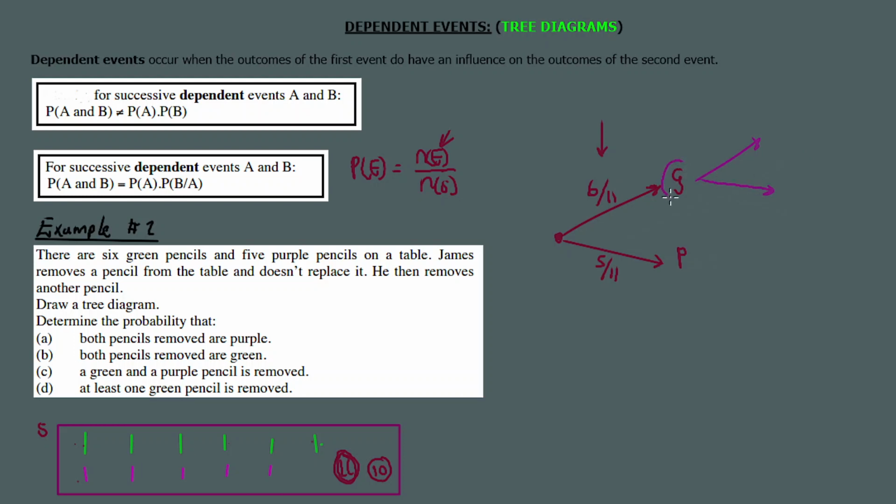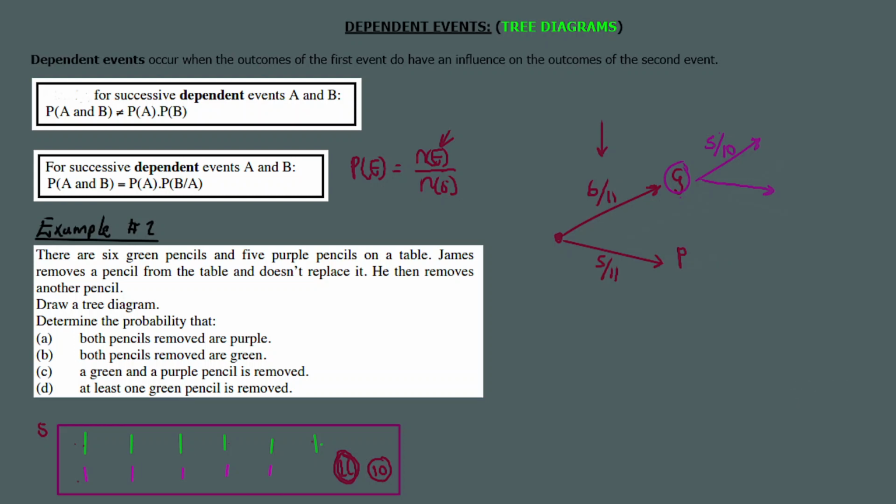If he took the green one, after taking out the green one, he does not put the green one back. So it means that the number of green pencils decreases. He is left with 1, 2, 3, 4, 5. So it means that the probability here will be 5 over 10.